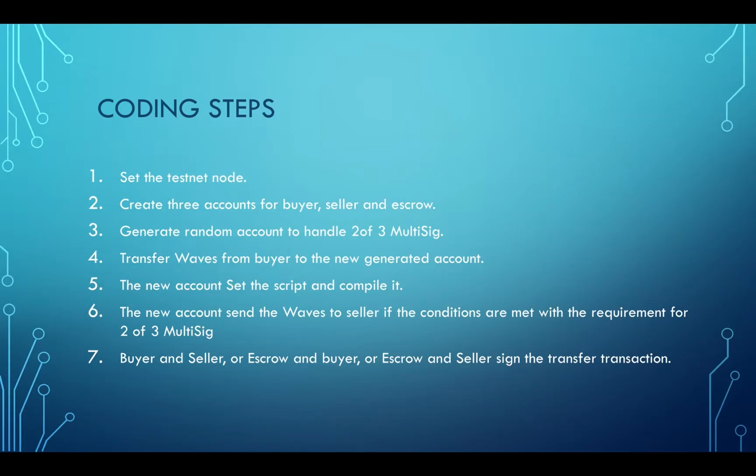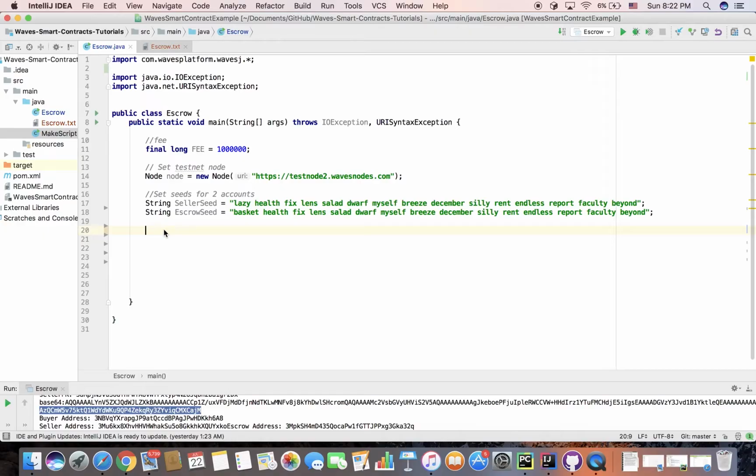So our steps to write this code: we need first to set the testnet node on Waves. We need to create 3 accounts basically for buyer, seller, and escrow. We need to generate a random account to handle the 2 of 3 multi-signature. Then we need to transfer some waves from buyer to the new generated account. This account sets the script, compiles it, and sends the waves to seller if the conditions are met, with the requirement of 2 of 3 multi-signature. So buyer and seller, or escrow and buyer, or escrow and seller should sign this transfer transaction.